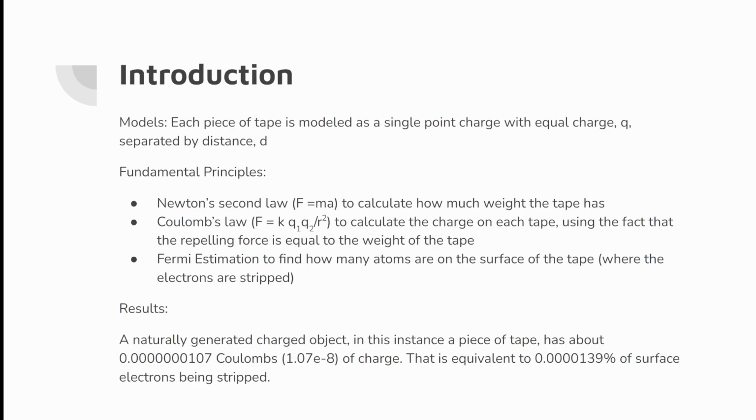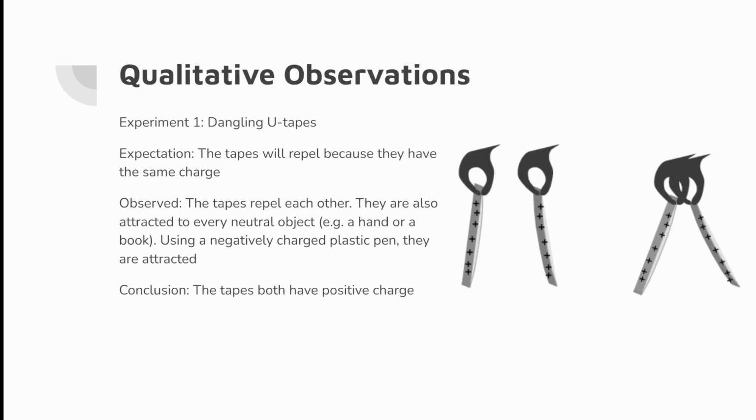So the way we do this is we model our tapes using a single point charge, and we're going to use Newton's second law, Coulomb's law, and a bit of Fermi estimation. Our end results are that we have about 1.07 times 10 to the negative 8 coulombs of charge, which is about 0.0000139% of the surface electrons being stripped away.